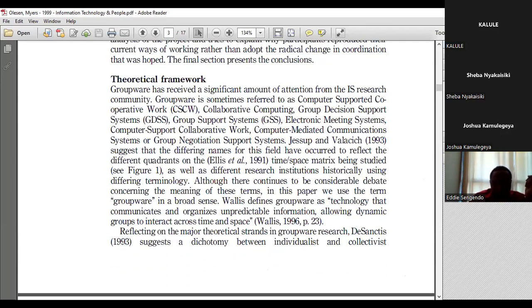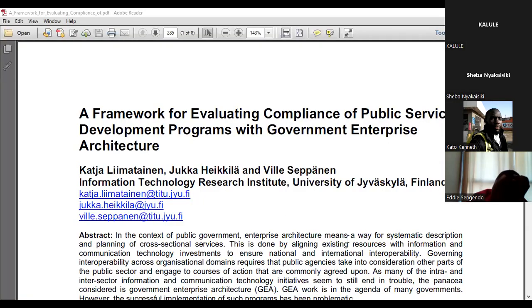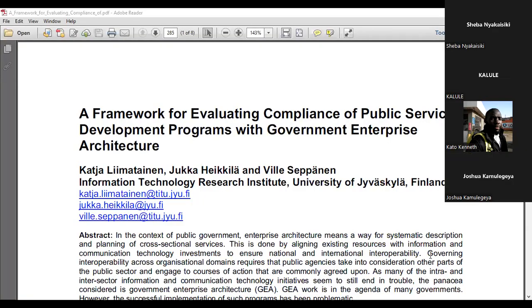Any other question? I think we can continue, Doctor. Okay, so let me stop sharing and pick something from ICT. So I'm going to look at the framework for evaluating compliance.